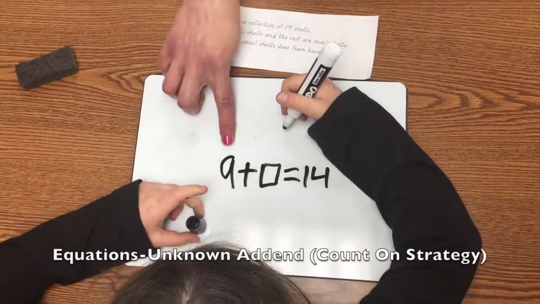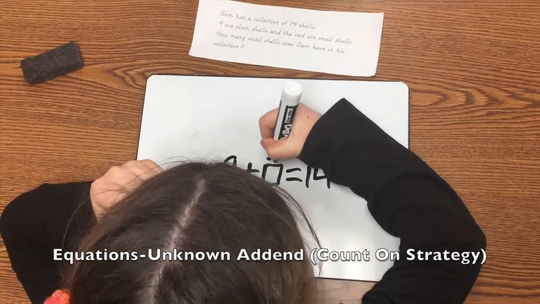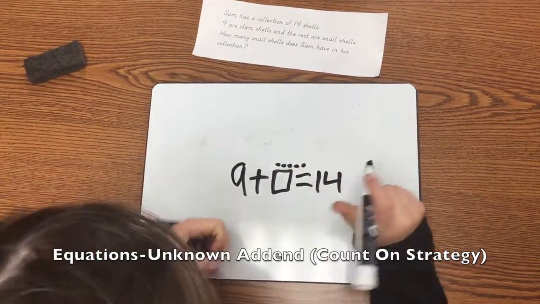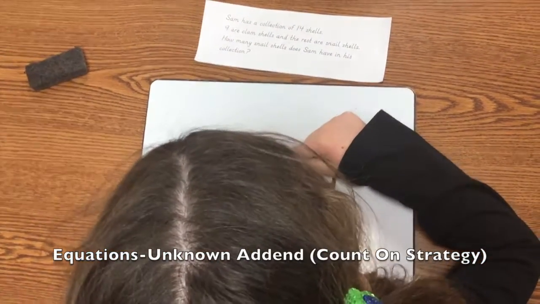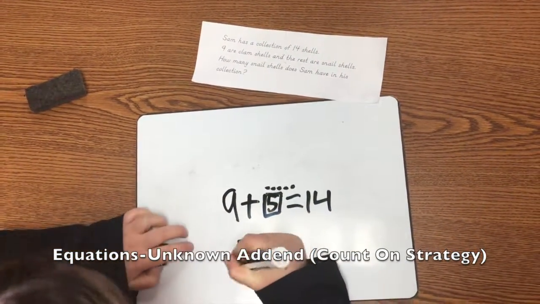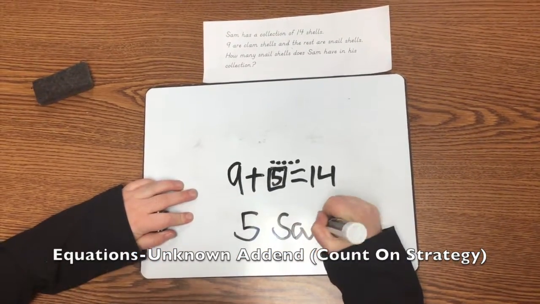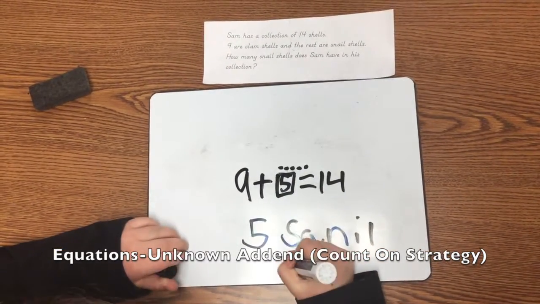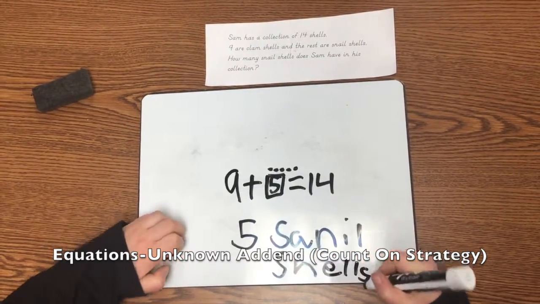Okay, so it's the same equation as last time, right? Yep. Okay. 9, 10, 11, 12, 13, 14. What are you doing there, Lily? I count it on and I draw 1, 2, 3, 4, 5 dots. So the answer must be 5. Nice job labeling your answer. Good work.